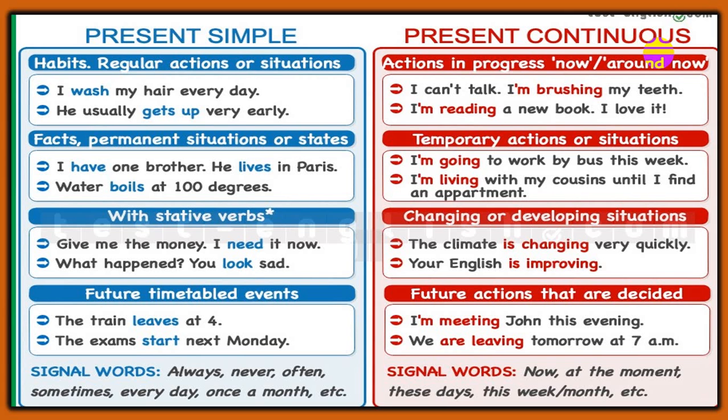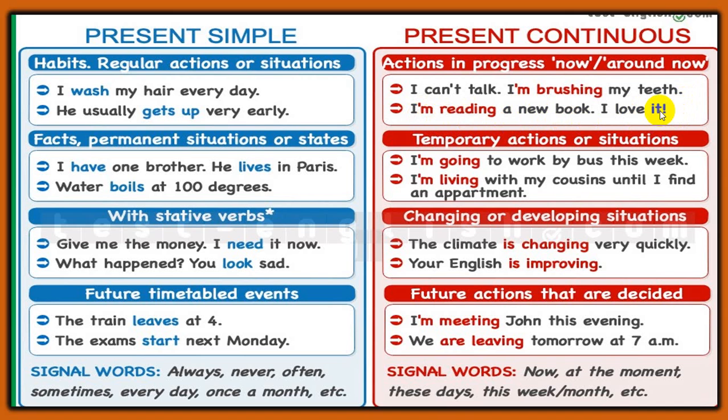Let's see its usage. Number one, actions in progress. As we said, something happens now. For example, I can't talk. I'm brushing my teeth. I'm brushing my teeth now. I'm reading a new book. I love it.